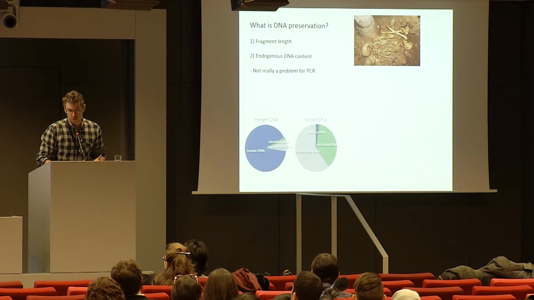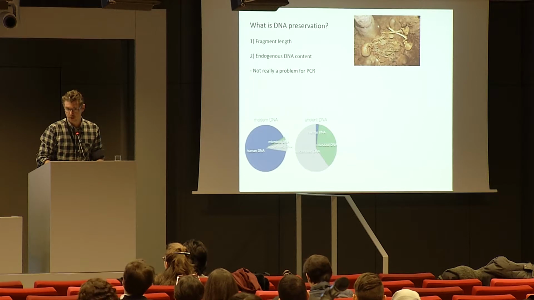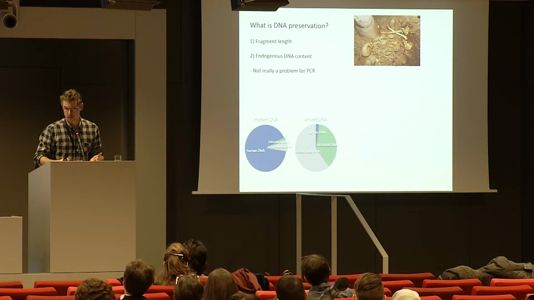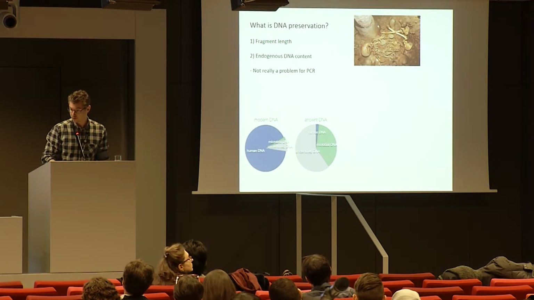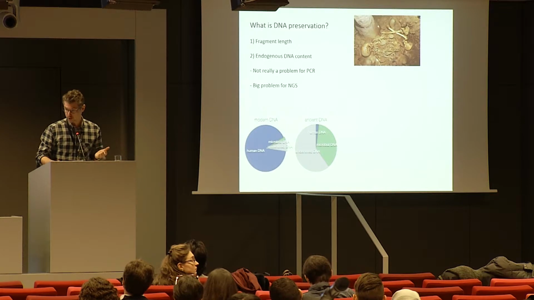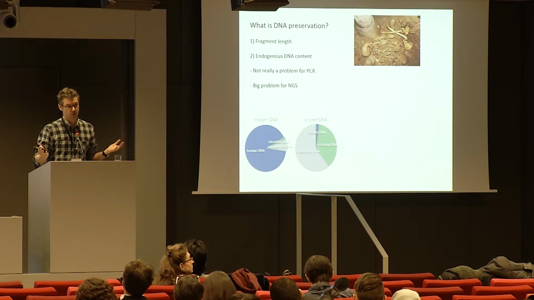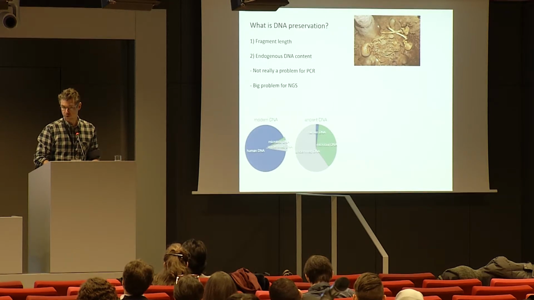This is not really a problem for PCR, because PCR is very good at it: if there are a few target molecules present, the primers will bind to those in your extract. But it is a big problem for next generation sequencing, where you sequence indiscriminately across the genome, at least when you use it in its default version.